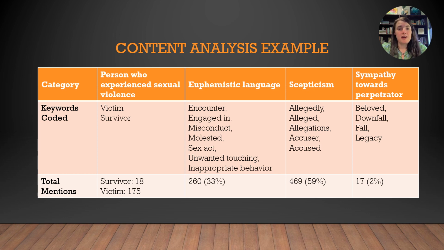Here is one set of variables that were coded using a manifest coding method. The author defined several different categories of interest and then coded the number of times each of the associated keywords was identified. So for instance, the person who experienced the sexual violence could be called a victim or a survivor. In the 195 articles analyzed, the author found that the word victim was much more prevalent, being used 175 times total, whereas survivor was only used 18 times.